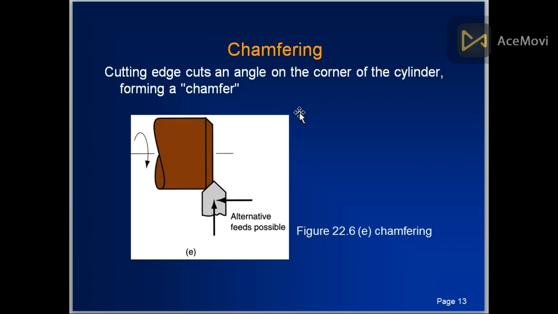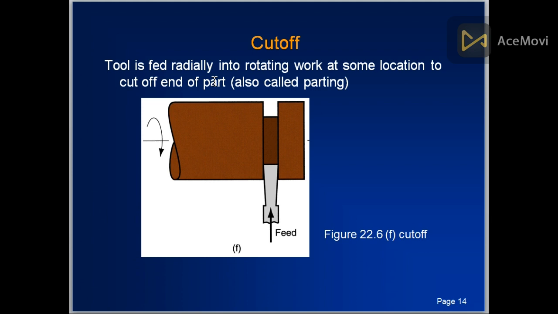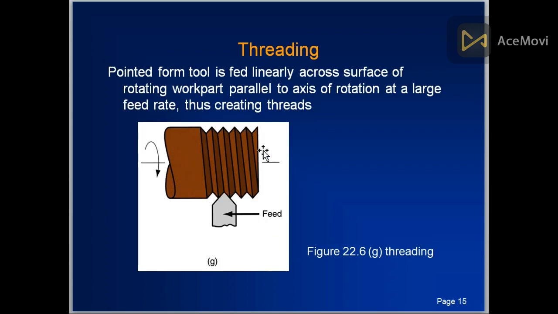So next is chamfering. The cutting edge cuts an angle on the corner of the cylinder, forming a chamfer. This is an angular cut to give an angle at the end of the work part. In cutoff, the tool is fed radially inward to separate the work part into two pieces. Sometimes it is used for separating the two pieces, but sometimes it's just for a little bit of slotting. It is also known as slotting or parting.